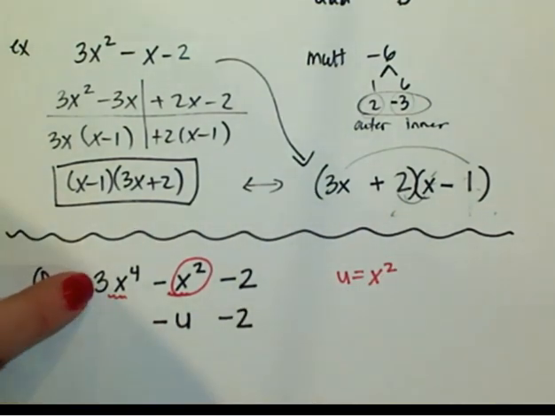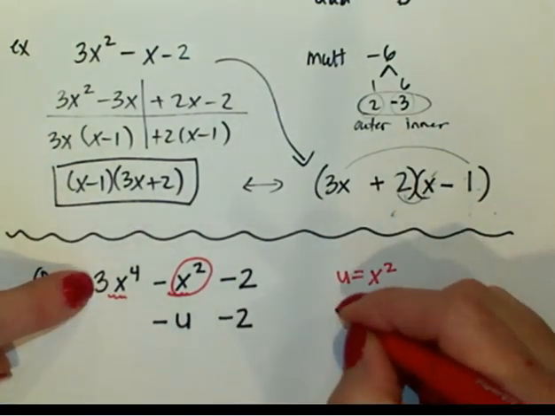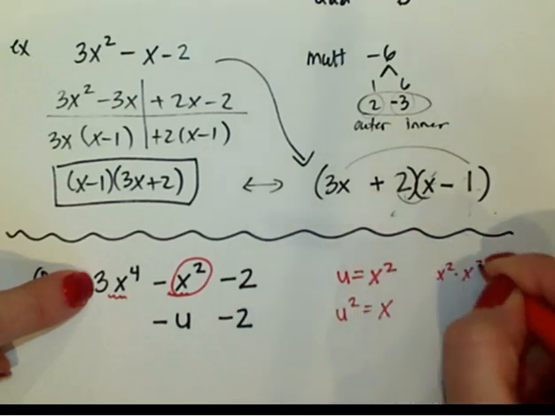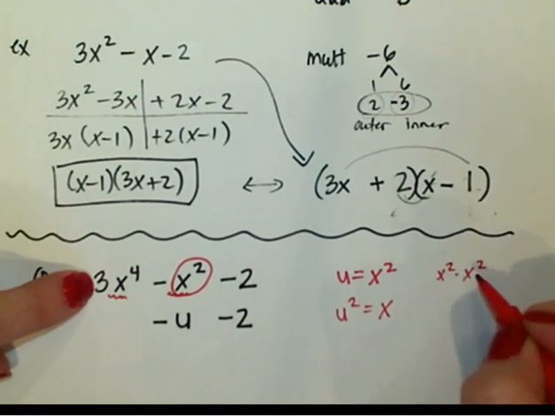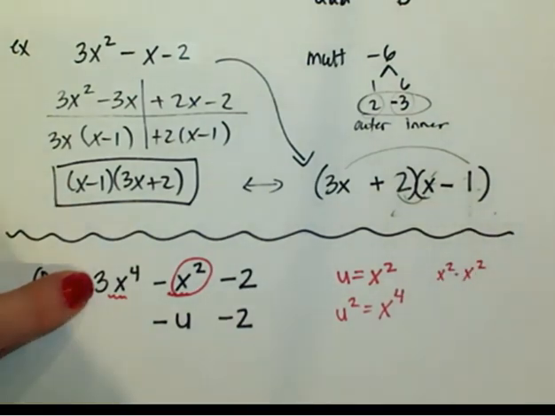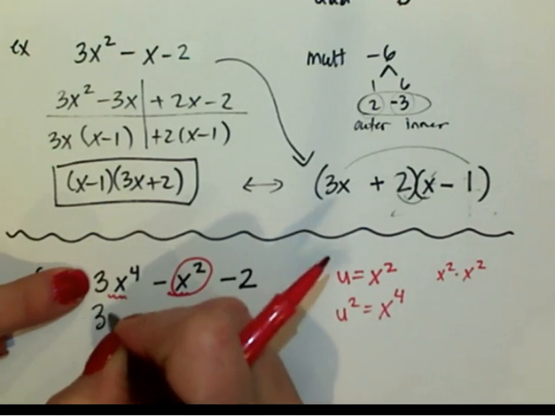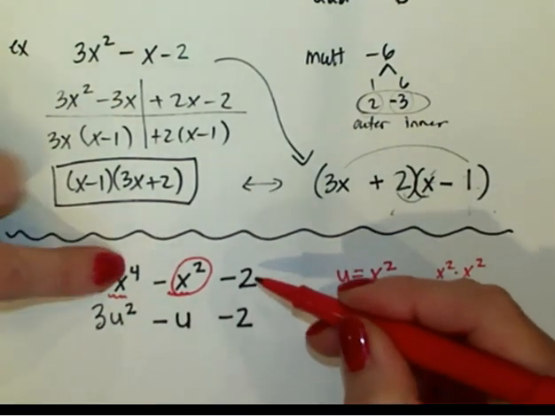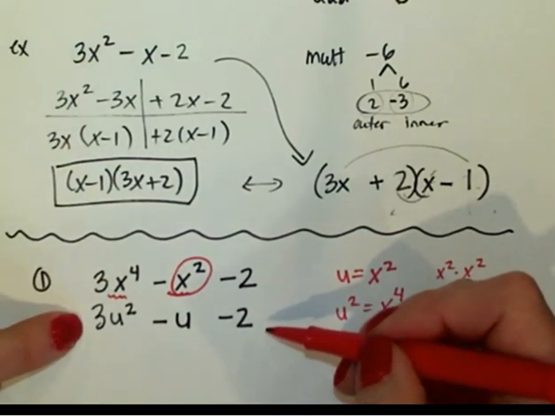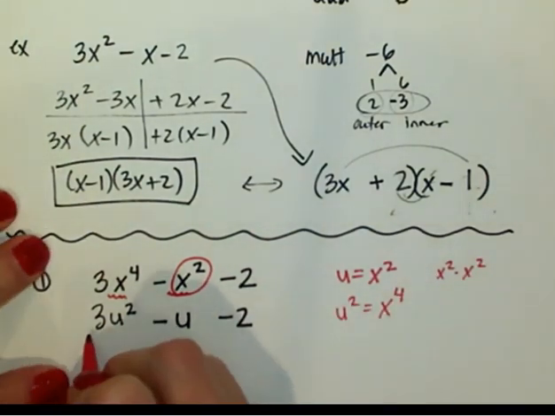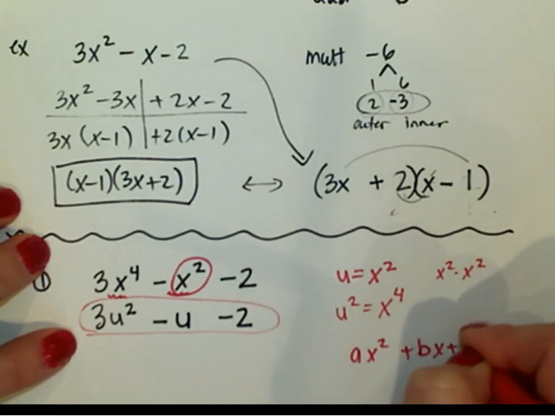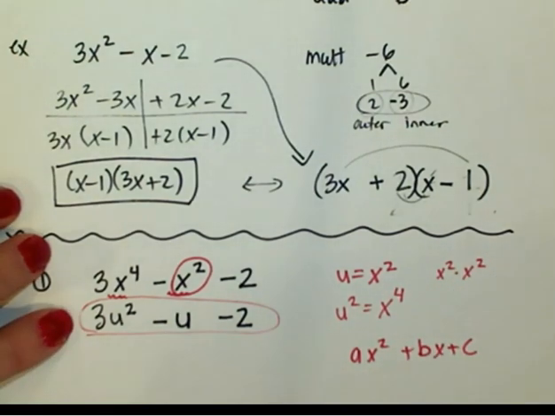Now I need to look at how do I replace x to the 4th. Let's go ahead and square both sides. Remember that x squared squared is x squared times x squared, so x to the 4th. So let's go ahead and make that substitution. Notice that we just turned this quartic, degree 4, into a quadratic form polynomial. It's quadratic form because it looks just like ax squared plus bx plus c. And then you can factor in the normal ways.